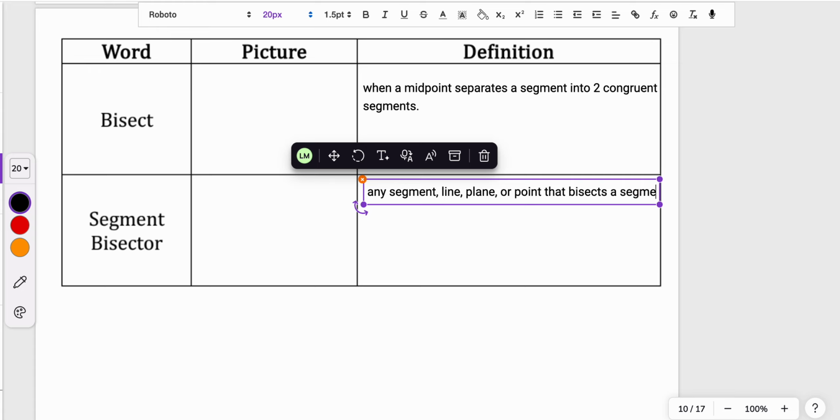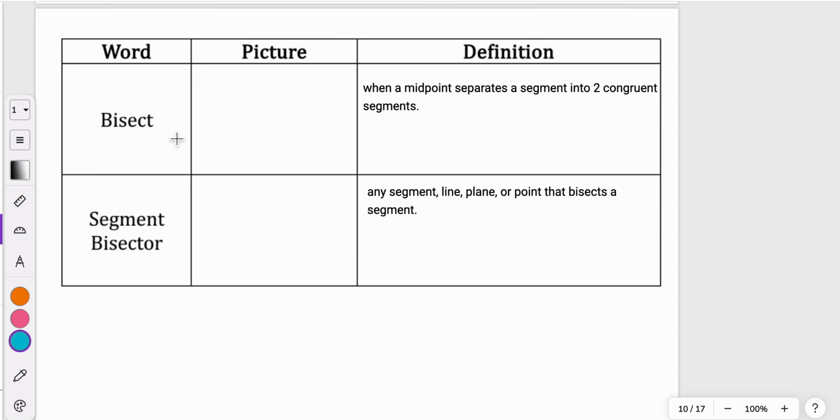Okay, so let's talk about what these can look like in terms of a drawing. So a bisector, or when we bisect something, you want to think about midpoint again. Here's point A, here's point B, midpoint's here in the middle, and what we're going to notice is it's bisecting and making two congruent segments. So this is a representation of what bisect looks like. A segment bisector is the segment, line, plane, or point that bisects a segment. So this is also considered the segment bisector.